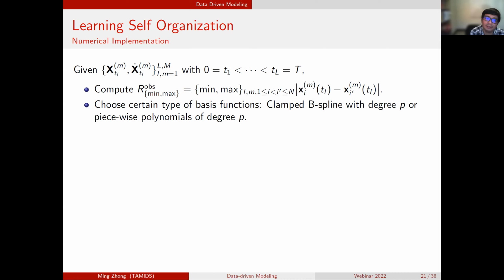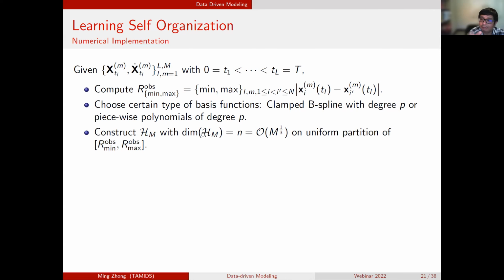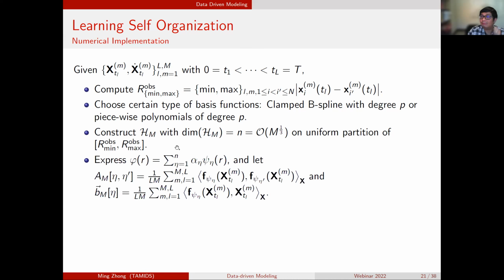using either B-spline or piecewise polynomials, or even a Fourier basis if you know that your final solution has some kind of periodicity in it. We build that upon a uniform partition of the learning interval, from the minimum radius to the maximum radius. Then we construct two objects, one matrix and a vector. The matrix contains all the inner products between the test functions, the basis functions evaluated on the observation data, and the vector is the observation function evaluated on the observation data with, oh, that should be a dot there, with the derivative.